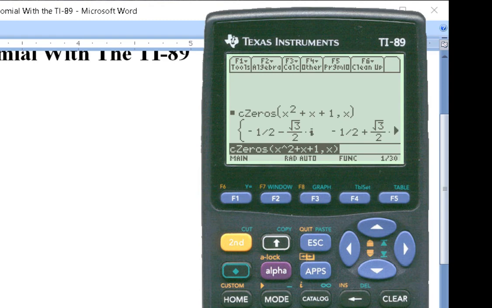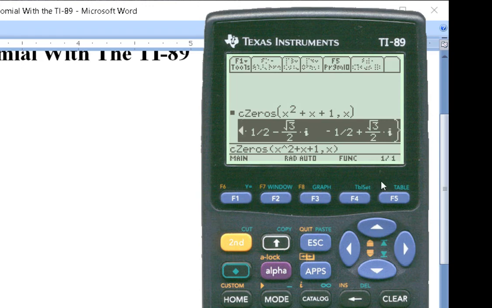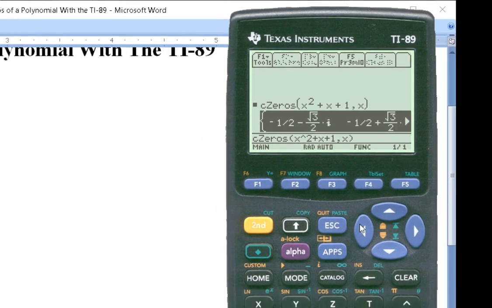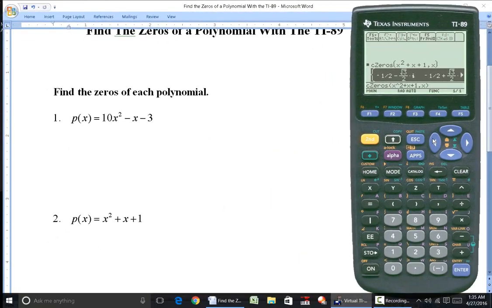So -1/2 minus radical 3/2 times the i. So this particular one has two non-real solutions. The other one is -1/2 plus radical 3/2 times i. And then I go to the right here, go up here, go to the right, and you can see the i there. Okay. So I get two non-real solutions.